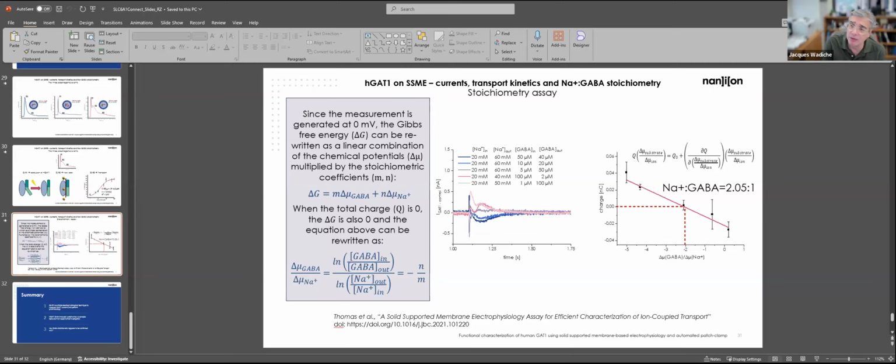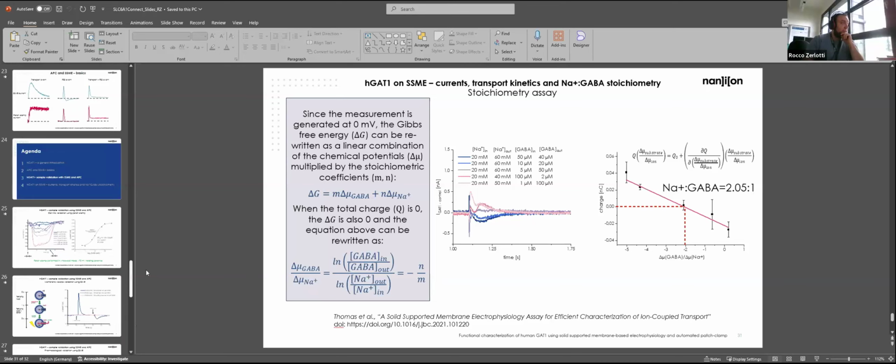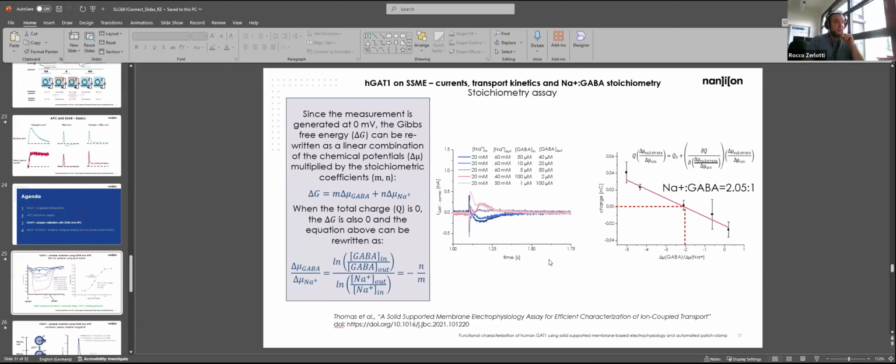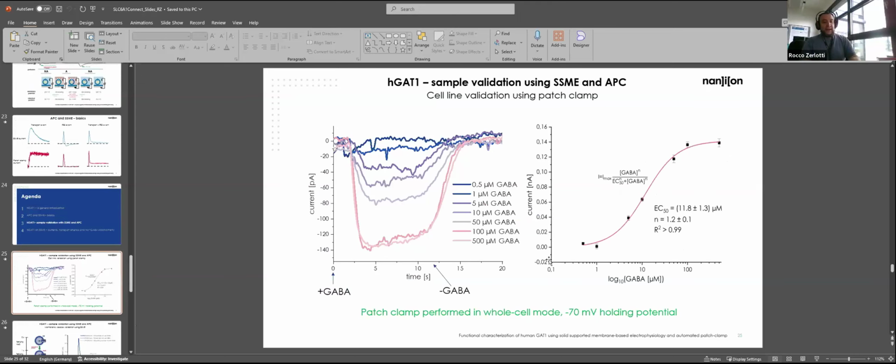Did you validate your measures with the solid supported membrane at 0 millivolts with the automated patch clamp? No, because that was not possible. With patch clamp, basically the experiment that I performed here is just because we have chips with 4 holes, so I was able to record 4 cells at a time, given this signal.